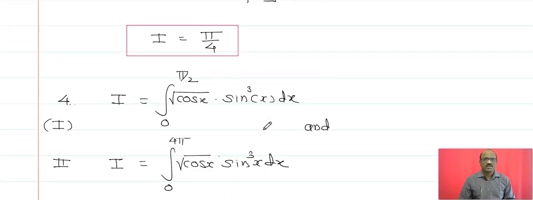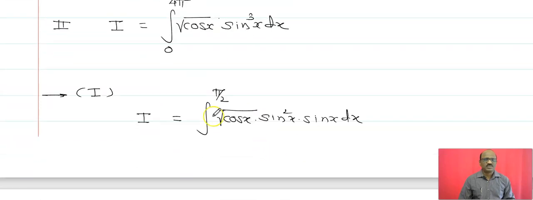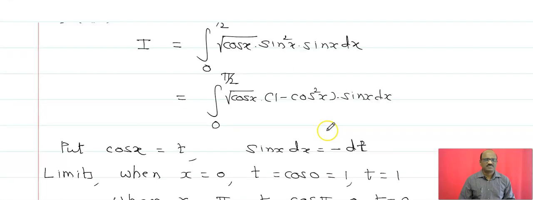Now see here, sine cube x can be written as: I equals integral 0 to pi by 2 root of cos x into sine square x into sine x dx. Now sine square x can be written as 1 minus cos square x, so we have root of cos x into 1 minus cos square x into sine x dx. Put cos x equals t. What's its derivative? Minus sine x dx equals dt. So sine x dx equals minus dt.